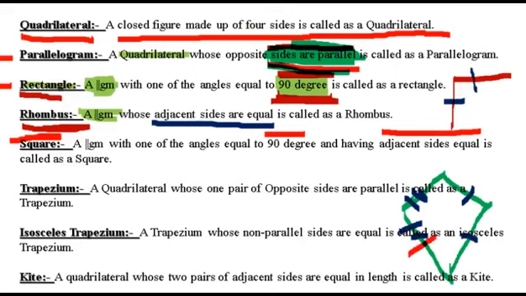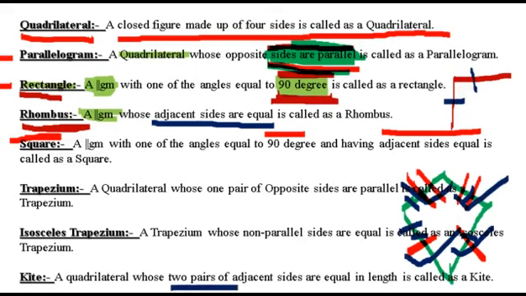Which two pairs? This side and this side is equal in a kite. This side and this side, let me draw double lines to differentiate them, are equal in a kite. So that means in a kite, these two adjacent sides are equal and these two adjacent sides are equal. So a quadrilateral in which two pairs of adjacent sides are equal is called a kite.